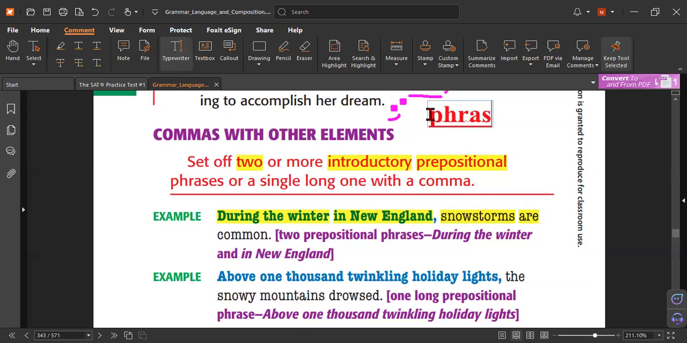Phrase or phrases, comma, then start your sentence: subject, verb, complement, full stop. That's why.